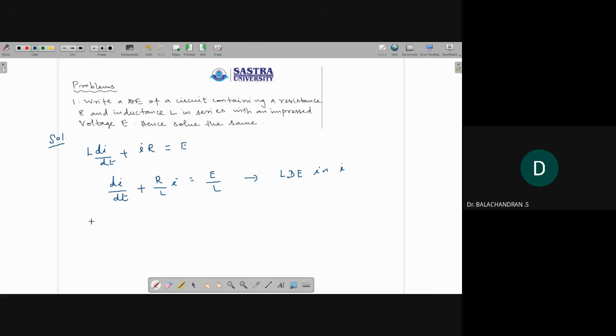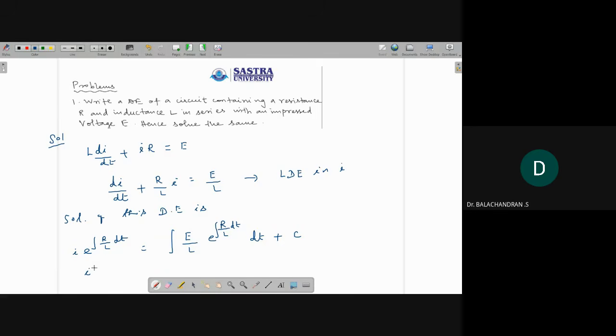So the solution of this differential equation is I into e power integral R by L dt equal to integral E by L into e power R by L into t, into dt plus C, because Q, the right hand side, is a constant, into e power integral P dt, that is R by L dt, into dt plus C.